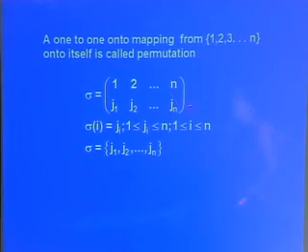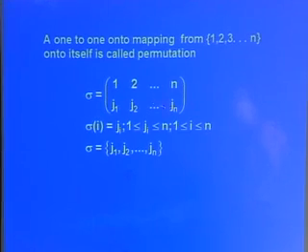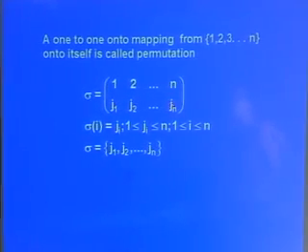which can be defined as this. Here the number 1 is mapping to j1, 2 is mapping to j2 and n is mapping to jn. What are j1, j2, jn? They are simply a rearrangement of the numbers 1, 2 to n. This is a one to one and onto mapping, so no number will be repeated while writing down j1, j2, jn, and no number will be dropped off.